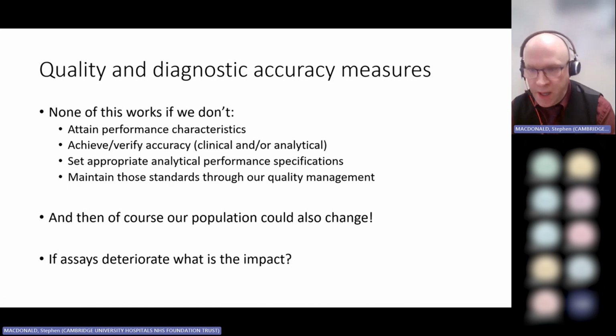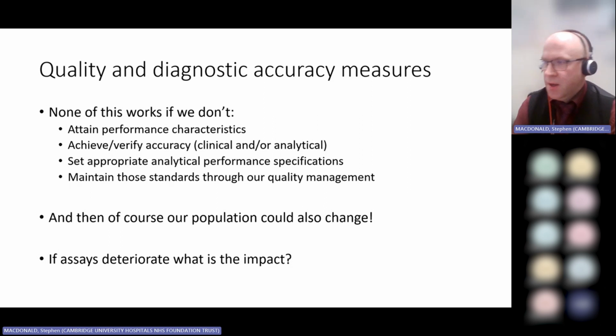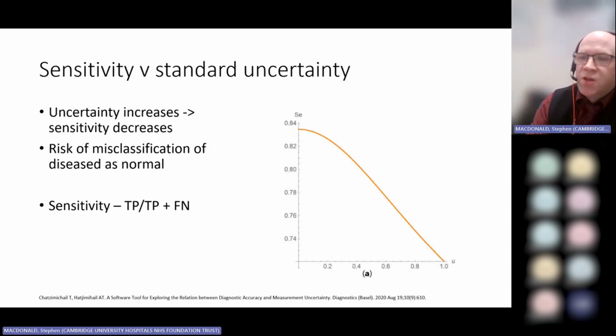So your patient population can impact how you interpret your results, but also if the performance of your assay changes, it can dramatically change the diagnostic accuracy of your results. So I've got to throw in a little bit about measurement uncertainty at some point.